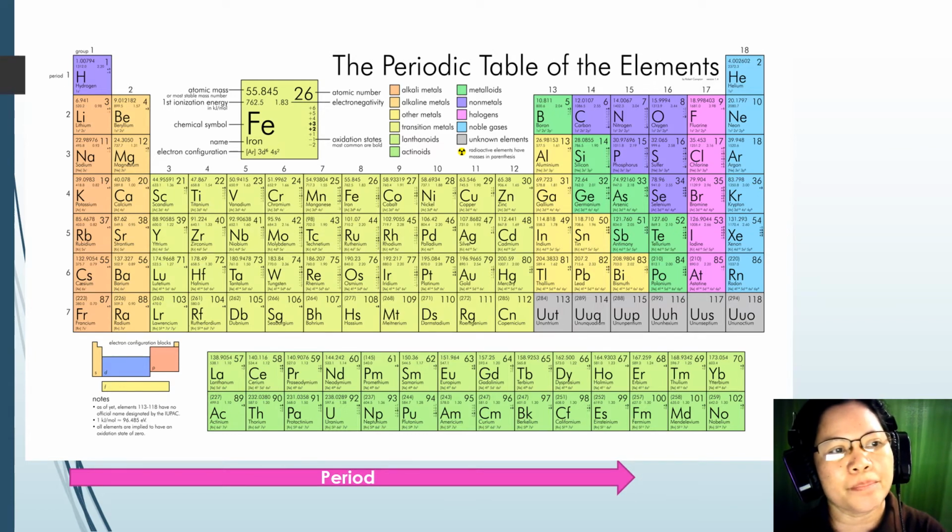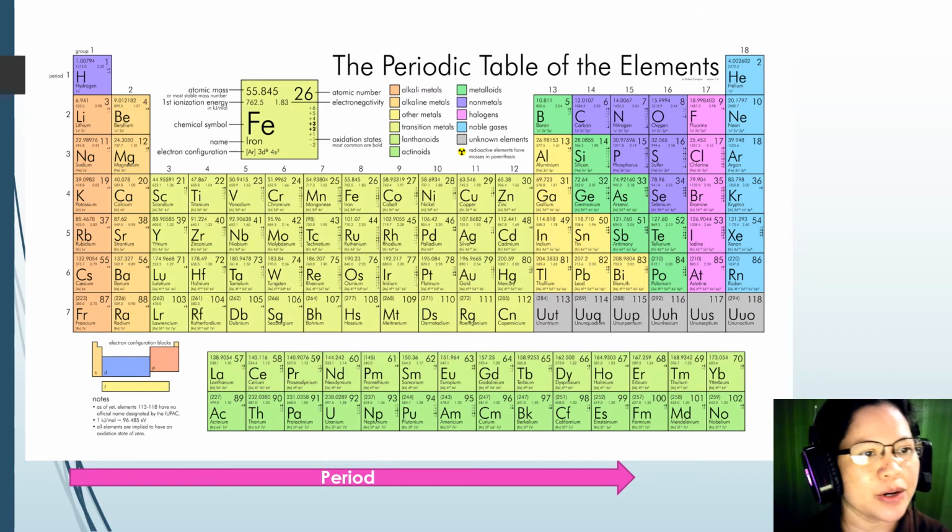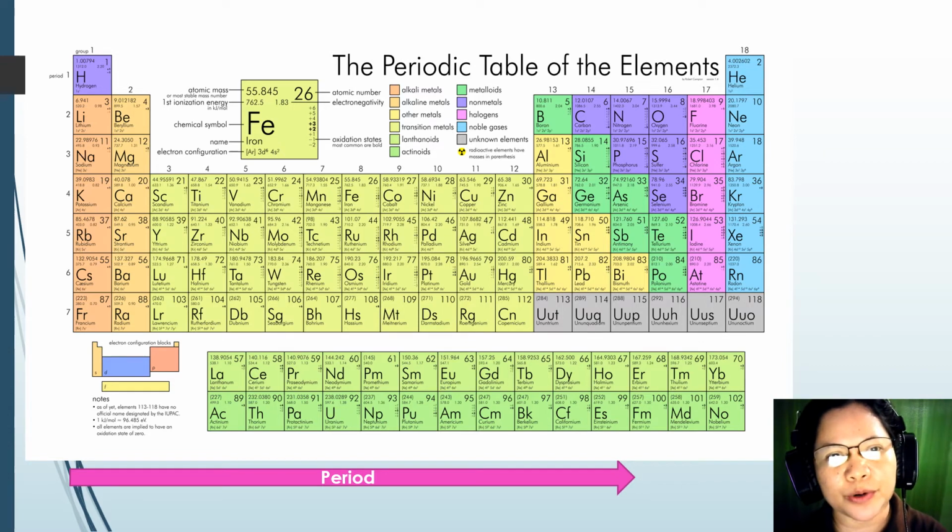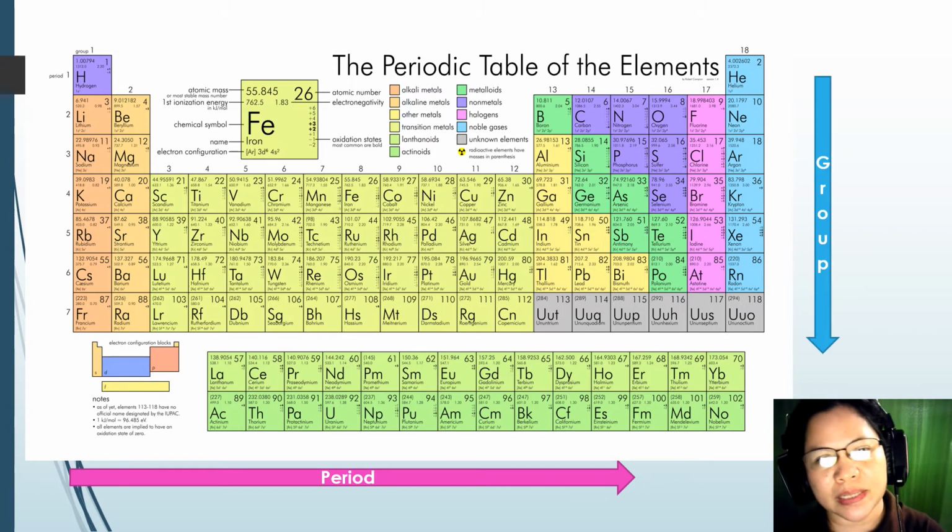Now, we have here group 1A, group 2A. This is group 3, group 4, 5, 6, 7, and 8. We call that one as the group. Okay. Now, in your periodic table, it is color coded.